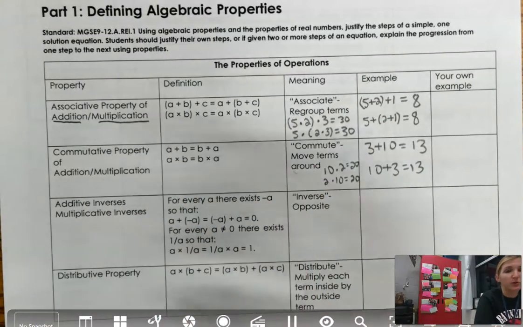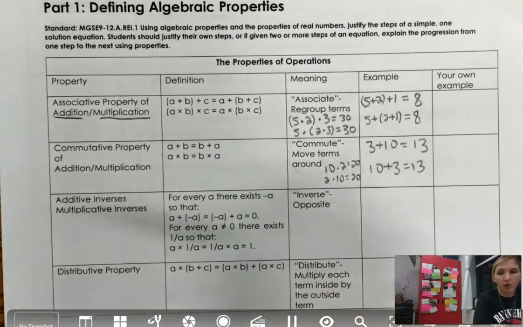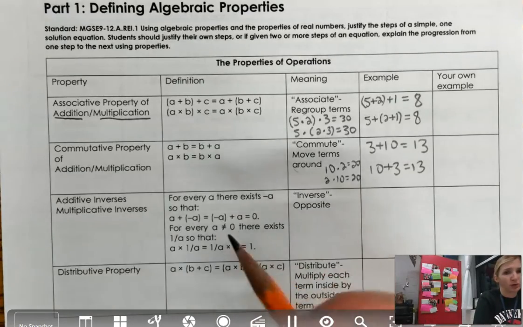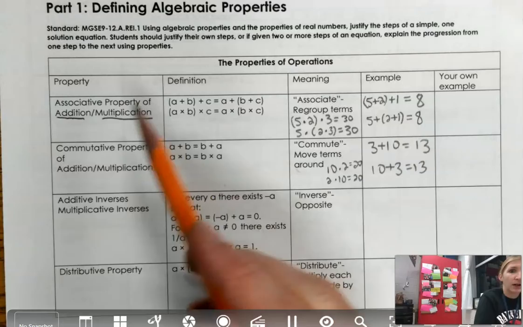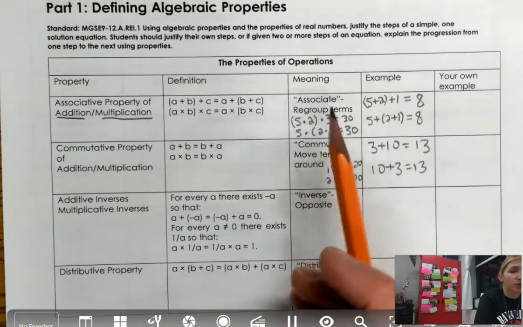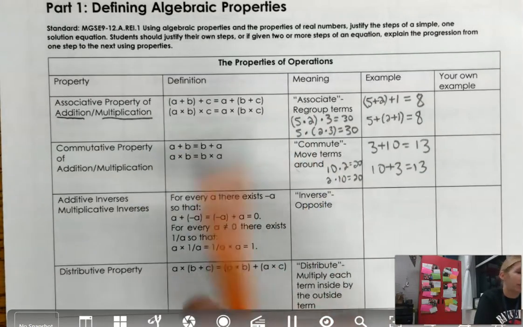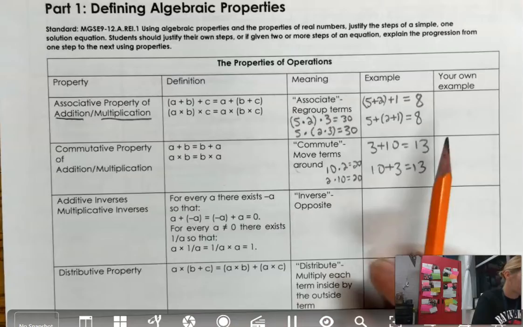All right, so commute means move around. Think of a commute to work, if you've ever heard that term before, a commute is your drive to work. So commute is moving around, right? You're moving the terms around the order. Associate, think of your associates, your group, right? You're going to regroup items into different sets of parentheses.